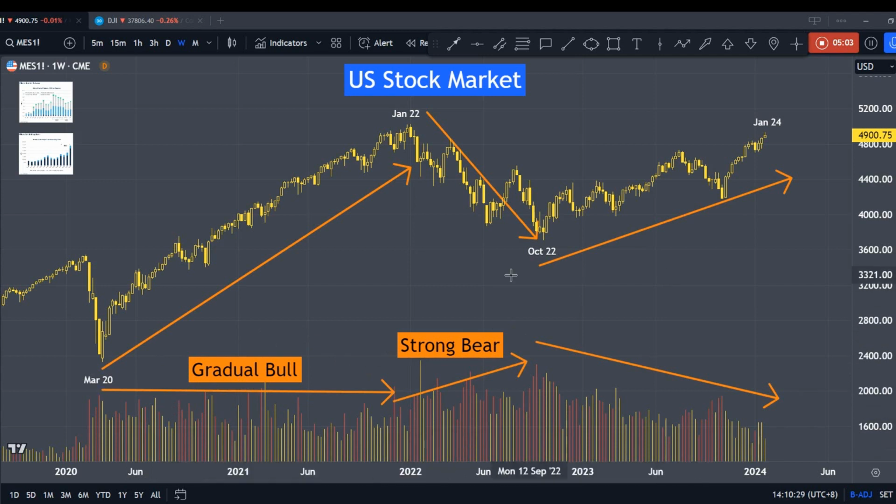In a strong bull, as the market picks up, the volume has to pick up as well. The interest will have to pick up as well. And this is what I will classify as a weak bull.